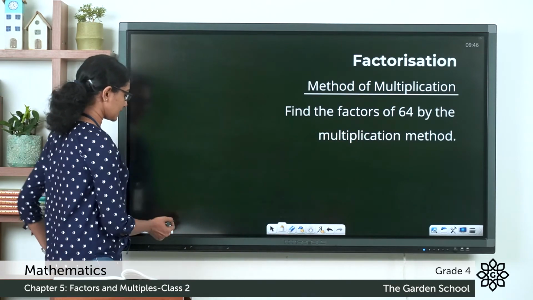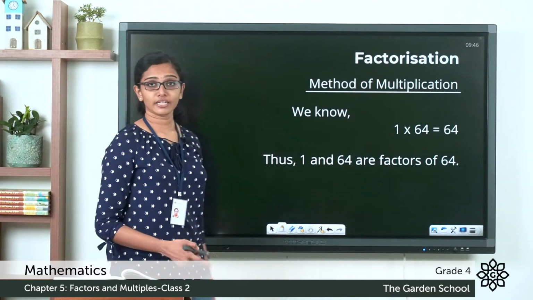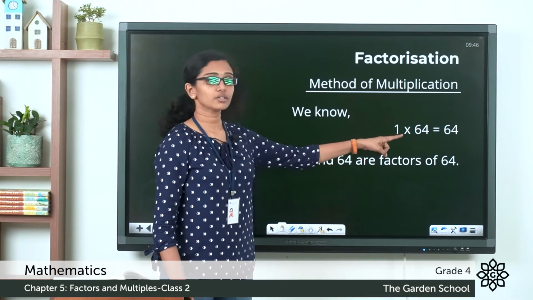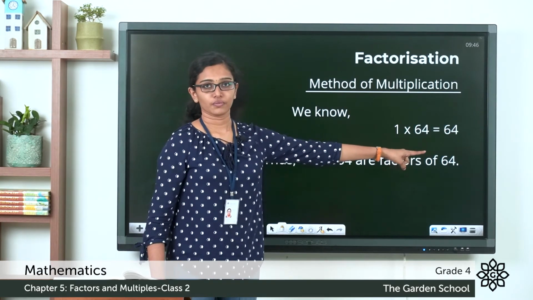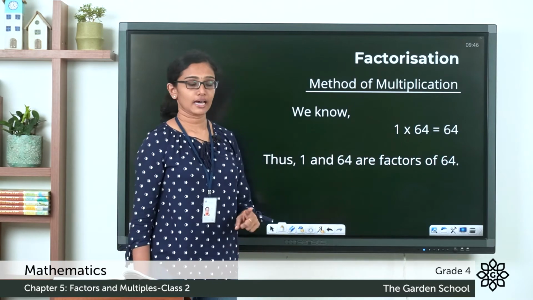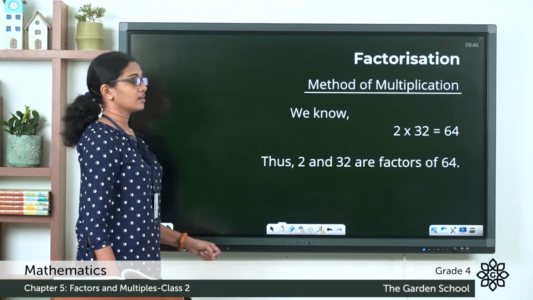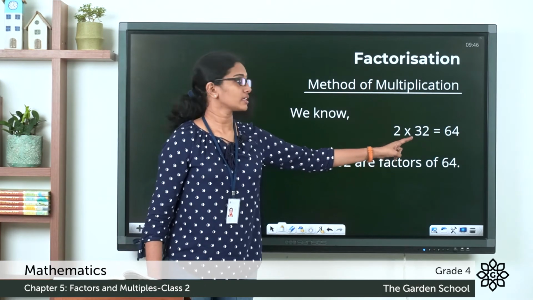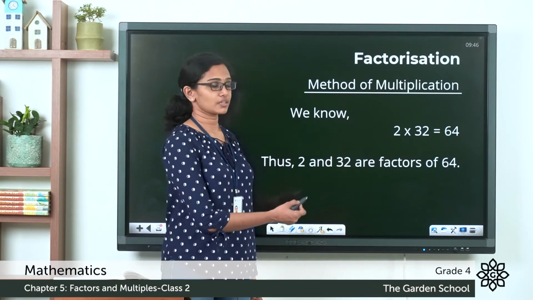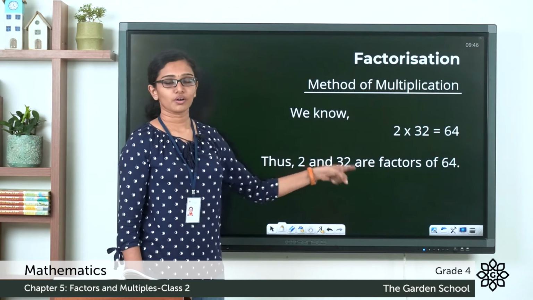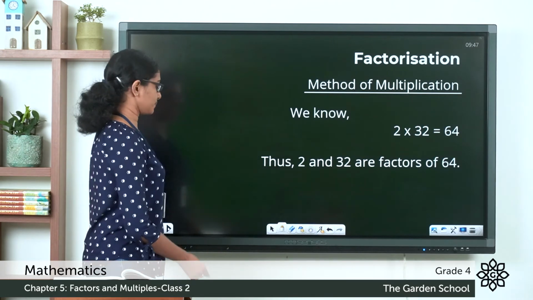So, which numbers can give you 64 when multiplied together? We know 1 into 64 equals 64. Hence, 1 and 64 are factors of 64. Now, we know 2 into 32 is also equal to 64. Hence, 2 and 32 are also factors of 64.